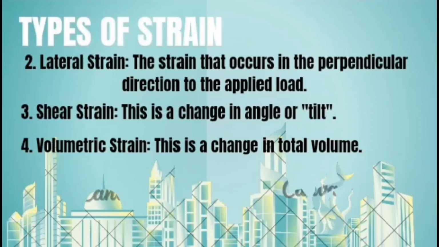The fourth type of strain is the volumetric strain. This is a change in total volume. So think of squeezing a sponge in your hand from all sides. It gets smaller overall. That is a volumetric strain.